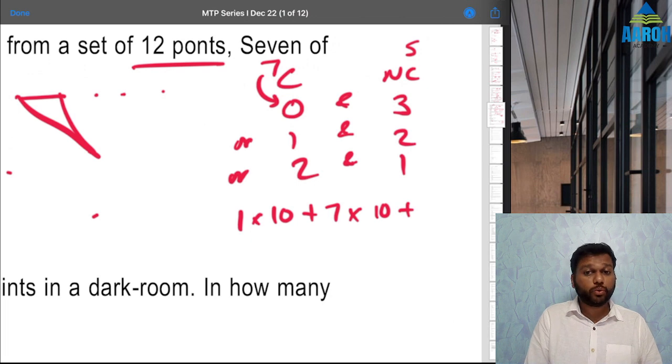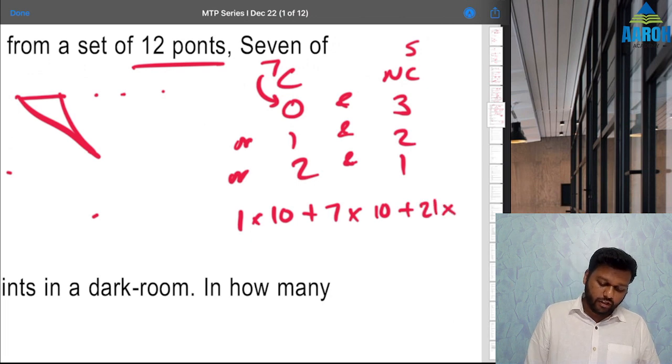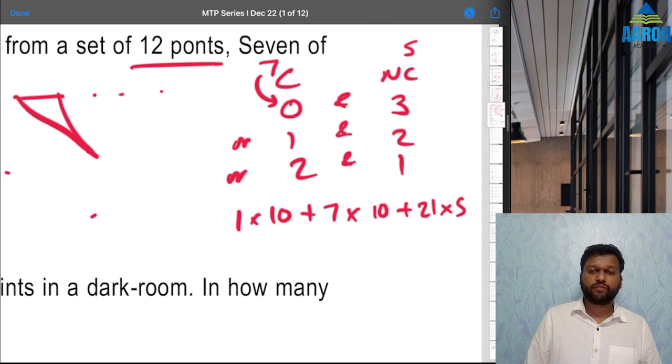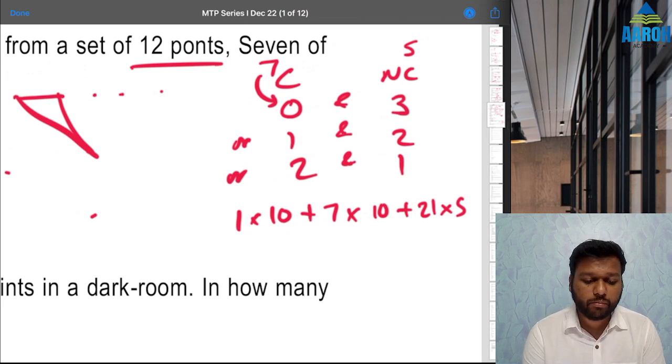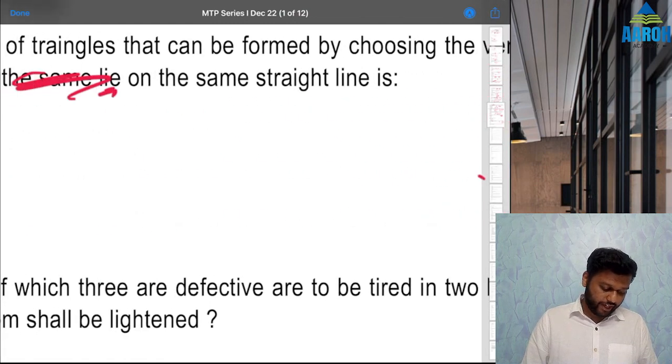You must be able to do these calculations fast. 21 into 5C1, which is 5. So this is our answer. Using the calculator: 10 M+, 7 into 10 M+, 21 into 5 M+, then MRC, you get 185, option A.